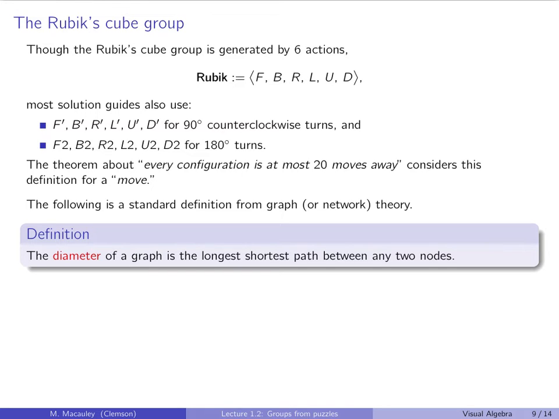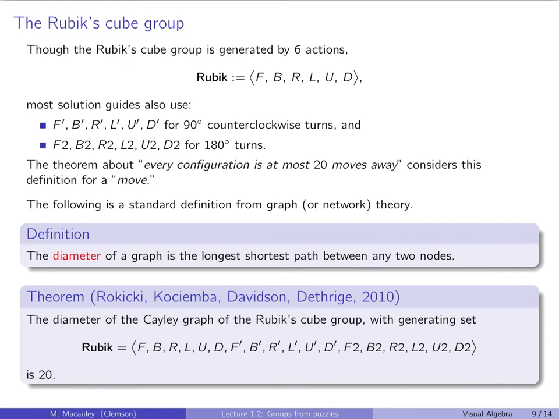We can interpret this in a mathematical language using graph theory or network theory by defining the diameter of a graph. So the diameter of a graph is the longest, shortest path between any two nodes. So it's saying how far apart can there be two nodes, or how far apart is the maximum distance between any two nodes. That's the diameter. And this result in 2010 in that language says that the diameter of the Cayley graph of the Rubik's Cube group with the following generating set, so 18 elements, is 20.